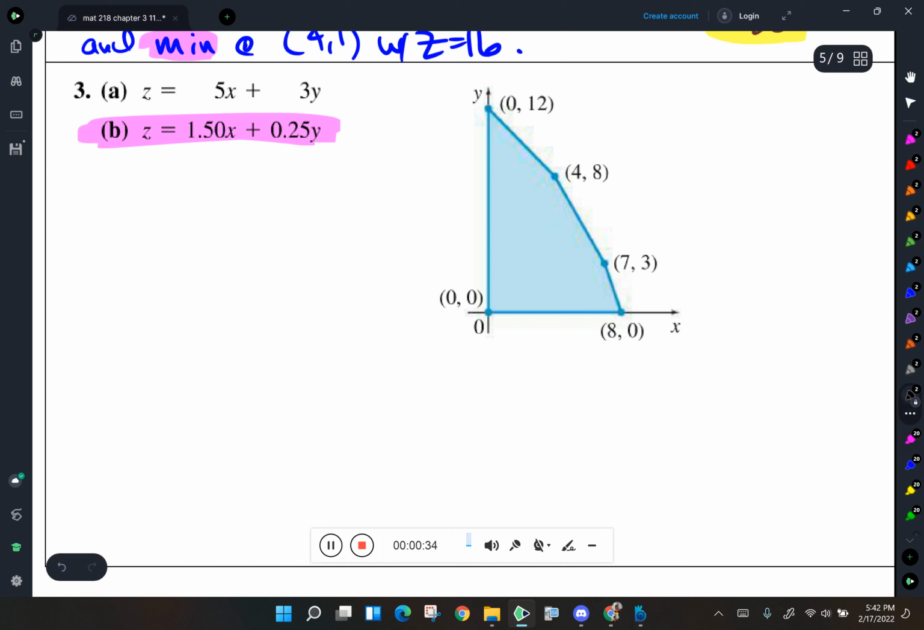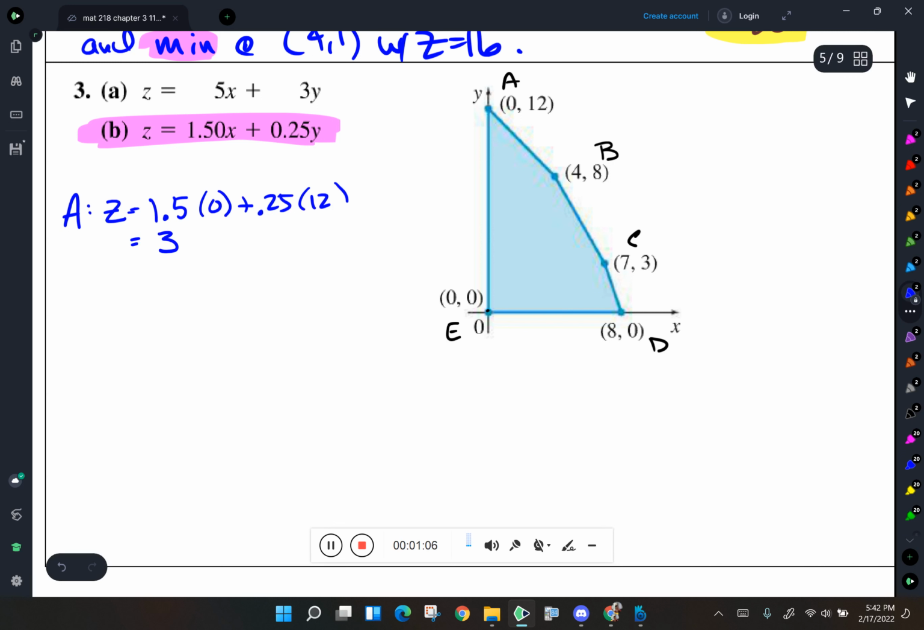Right. So I've got my corners. I'm going to label my corners A, B, C, D, and E. Don't forget about 0, 0. That is a corner. And I'm going to go ahead and evaluate this objective function at all of those. All right. So at corner A, what's the value of Z? Well, it's going to be 1.5 times x, which is 0, plus 0.25 times y, which is 12. 12 quarters is $3, so 3.